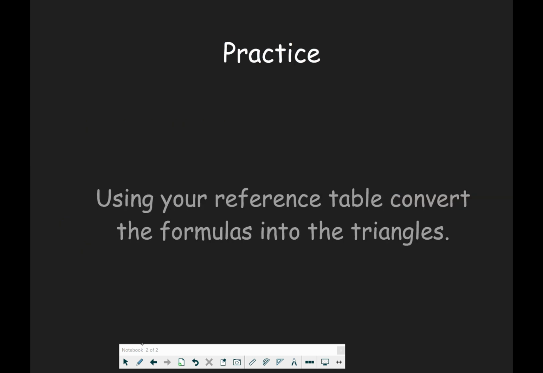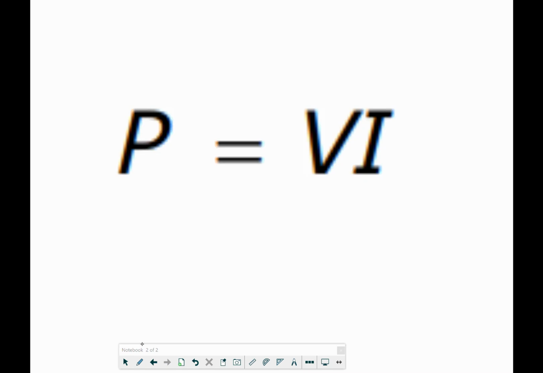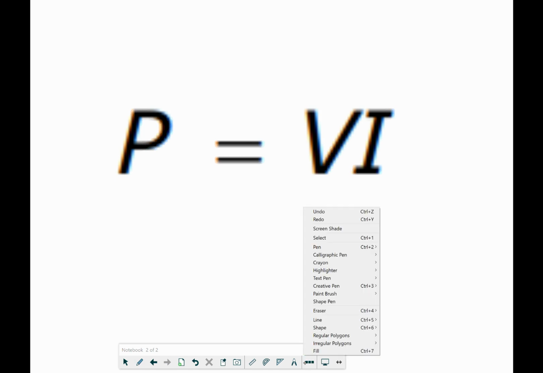All right, so you are going to use your reference table to convert the formulas into the T's or the triangles. Now we're going to do a few of them with you. Now mine are not in order as yours are. Mine are in order of easiness. Mine are the ones that are going to be easy, and we're just going to work our way through it. All right.